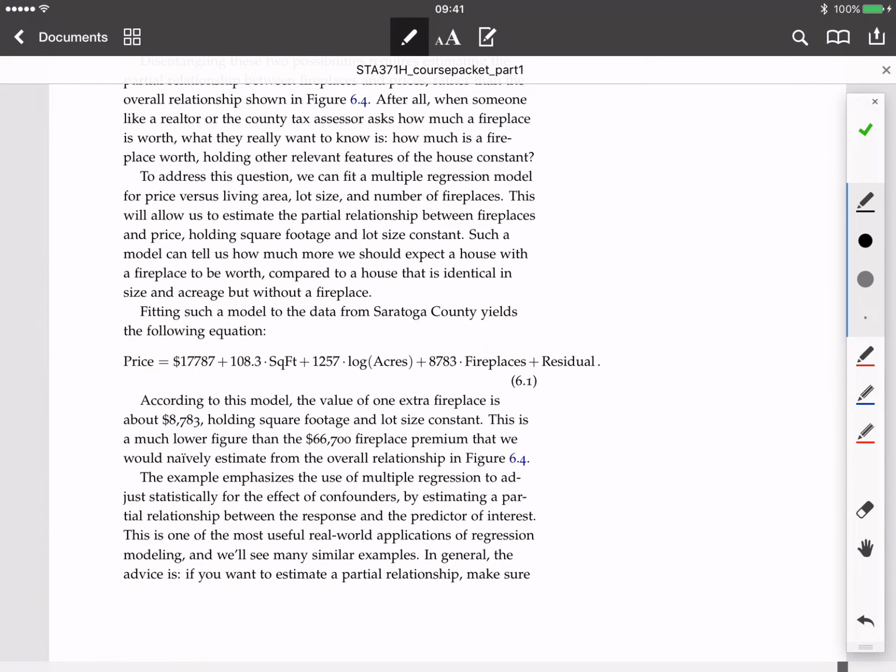And if we estimate a multiple regression here, with price as the Y variable, and then three variables on the X side of the equation, square footage, acreage, and number of fireplaces, what you'll notice is that we get a much smaller coefficient on fireplaces. Before, we were saying that each extra fireplace was worth $66,700. That was the overall relationship, but the overall relationship was subject to confounding, at the very least due to square footage of the house and size of the lot.